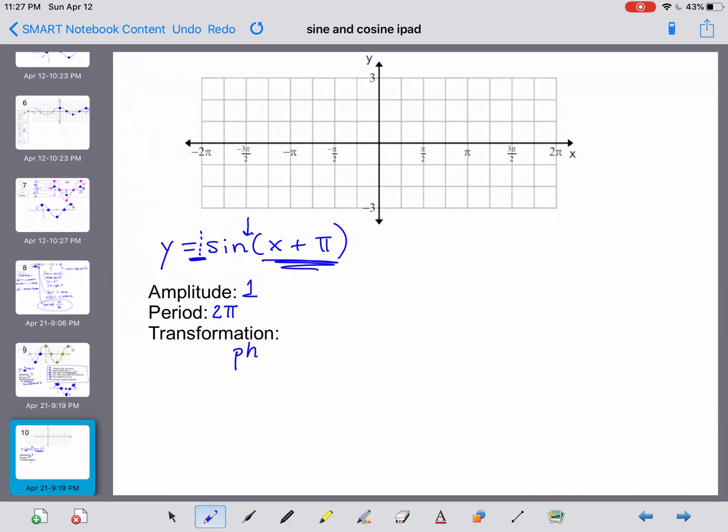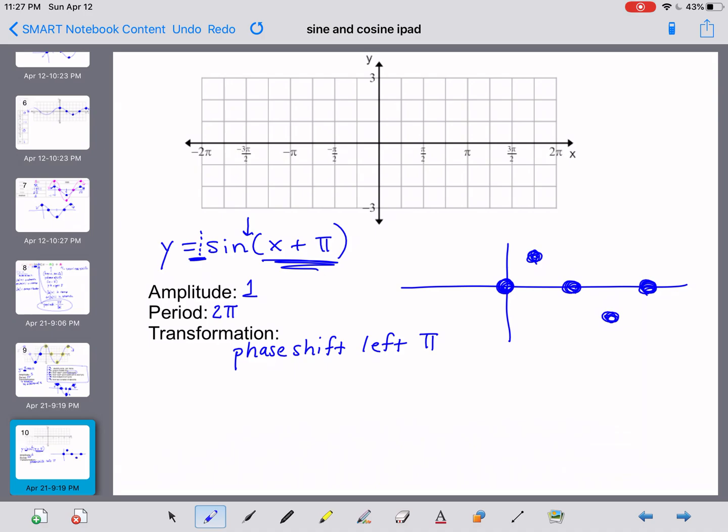This is our phase shift left pi units, okay? And then I'm thinking, okay, sine. What does sine do, right? No numbers, what does sine do? Sine starts here, has an ending point, its midpoint is on that middle line, then it goes up, then it goes down, right? That's the kind of thing that you should have memorized in your head.